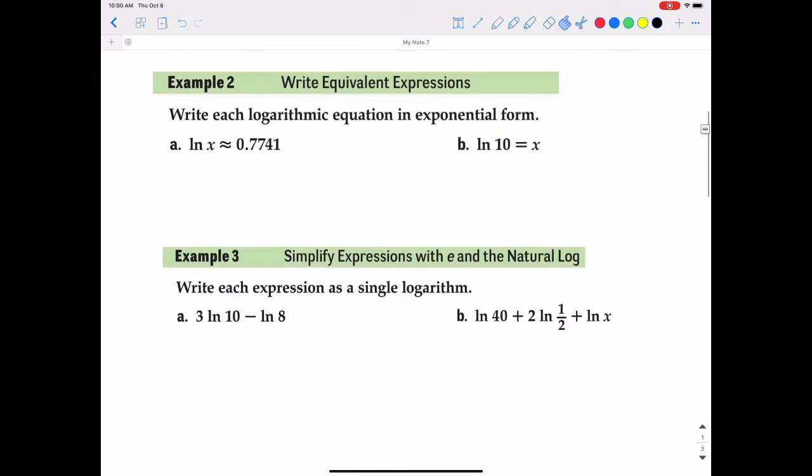Example 2 is to write the logarithms as exponential equations. Since it is a natural log, we're dealing with base e, so this would be base e, the exponent is 0.7741 equals x. And then part B, ln of 10 equals x, so it would be e to the x power equals 10.